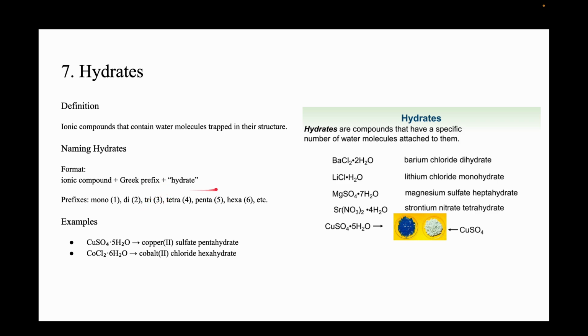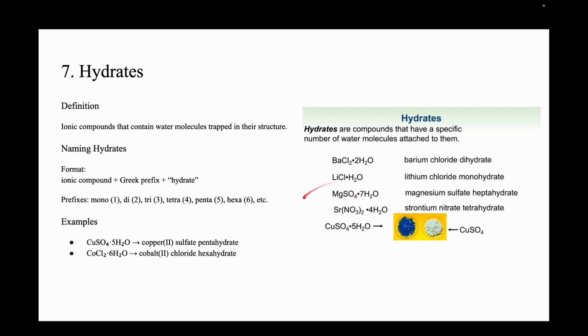So depending on how many water molecules are involved, that's going to be your Greek prefix. Mono is 1, di is 2, tri is 3, tetra is 4, and so on and so forth. As we can see again, in this picture I pulled right out of the slides, we have some naming situations. Barium chloride with 2 H2Os. So it's going to be barium chloride dihydrate.